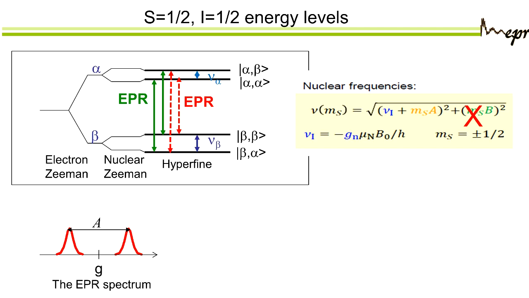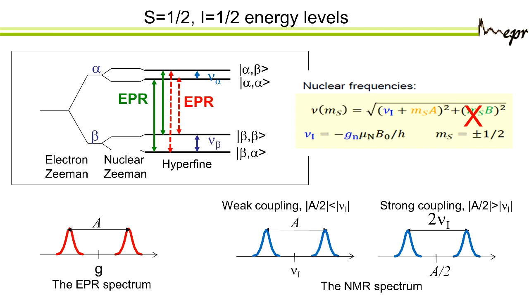And now if we measure the NMR transitions, for weak coupling, where the hyperfine is much smaller than the Larmor frequency, we get a doublet that is centered at the nuclear Larmor frequency and split by A. However, you can have cases where your coupling is bigger than the Larmor frequency, and in this case, the doublet will be centered at half the hyperfine coupling, and the splitting will be twice the Larmor frequency.